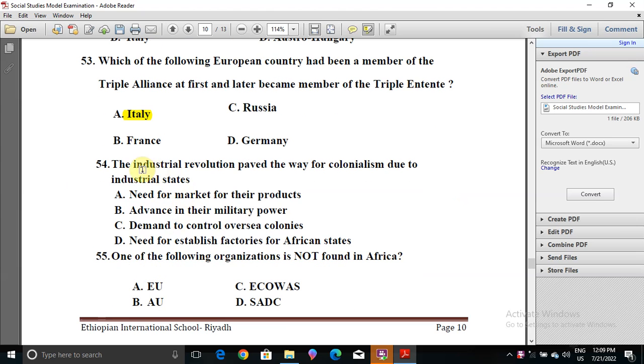Now question number 54. The Industrial Revolution paved the way of colonialism due to industrial states. So which one of the following, like the four choices, it will be the correct answer? Need for market for their products, or advance in their military power, or demand to control overseas colonies, or need for establishing factories for African states. Here it says asking what the Industrial Revolution paved the way of colonialism due to industrial states what? Need for market for their products.